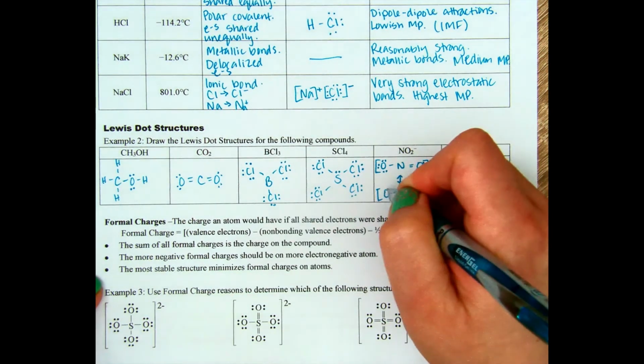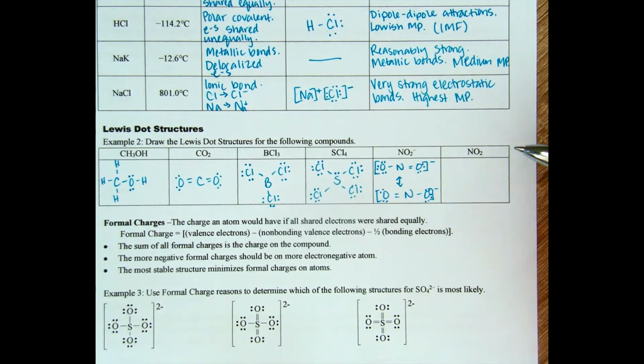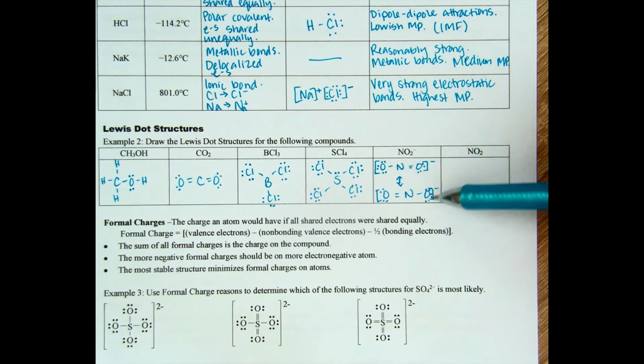Don't forget the brackets happening there. This is a resonance structure. So this can be either one of those 2 structures, and we will learn in the next lesson what this truly looks like. But for now, we can say that there's 2 possibilities here.